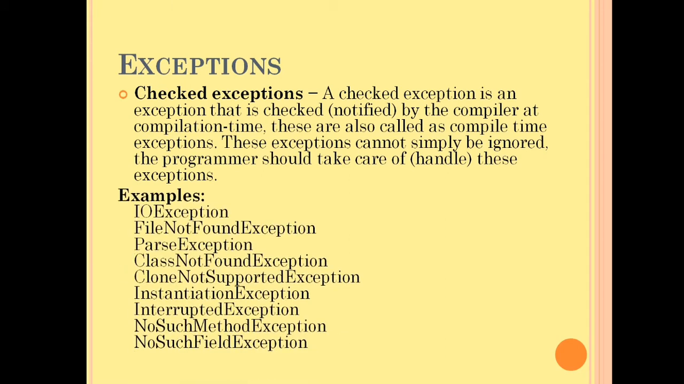Examples of checked exceptions are IO exceptions, which can occur when you are trying to open files or doing some IO operations. Then file not found exceptions, parse exceptions, class not found exceptions, no such method exception, and no such field exception. Interrupted exceptions can happen when you have threading. We will learn later what threads are and how these exceptions can occur. We will see all the exceptions when we do the examples: how IO exceptions happen, how we prevent them, how we block them, and how we handle them.